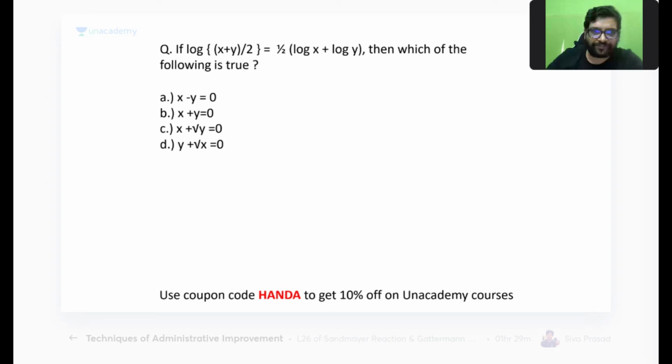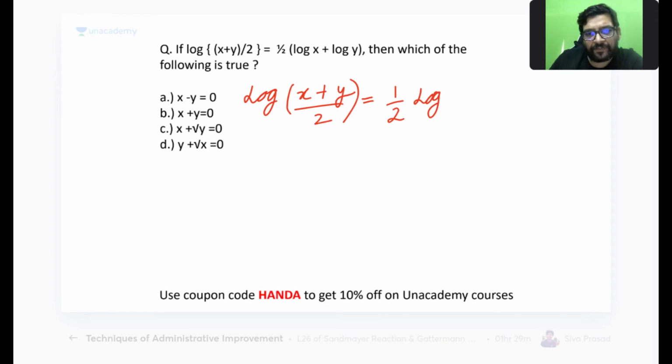Please try this one out. Log of x plus y by 2 is half of log x plus y. Which of the following is true? So my left hand side is very clearly log of x plus y by 2. I can't really do much. So half of log x plus y will be half of log xy, which will be log of root xy.